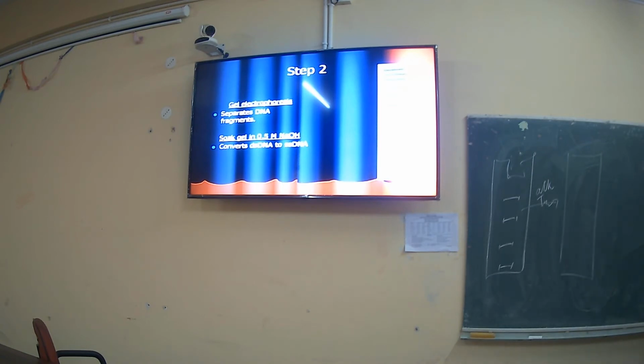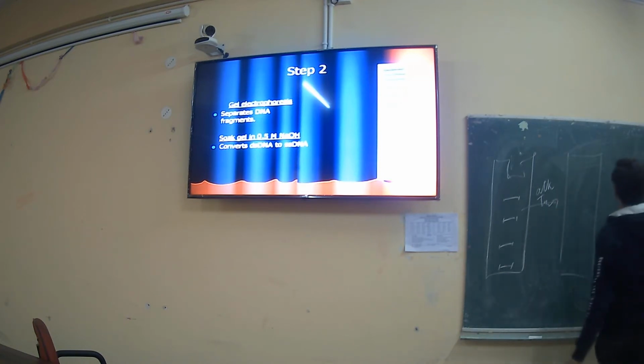Or how can it convert? What is the basic mechanism behind that, if we use alkaline treatment, and this alkaline treatment converts the double stranded DNA into single stranded DNA? Because if there are A, G, T, C bases, that means this one is a double stranded DNA, complementary.